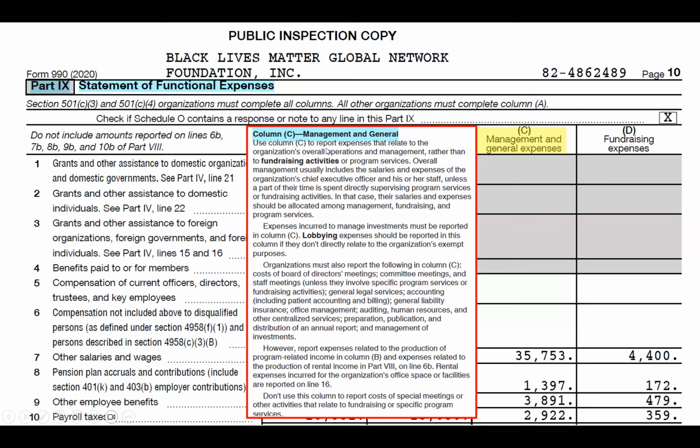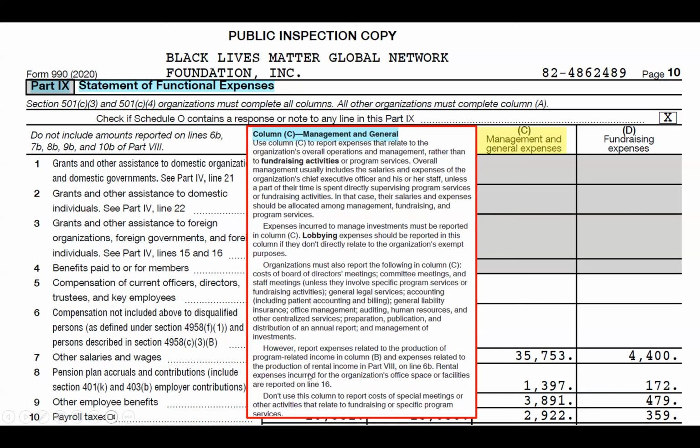Use column C to report expenses that relate to the organization's overall operations and management, rather than to fundraising activities or program services. Overall management usually includes the salaries and expenses of the organization's chief executive officers and his or her staff, unless a part of their time is spent directly supervising program services or fundraising activities. In that case, their salaries and expenses should be allocated among management, fundraising, and program services.